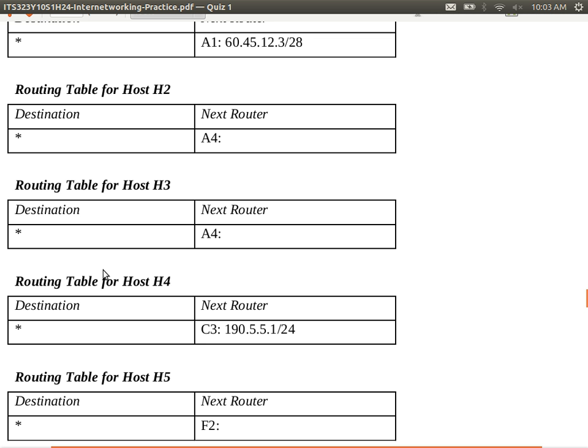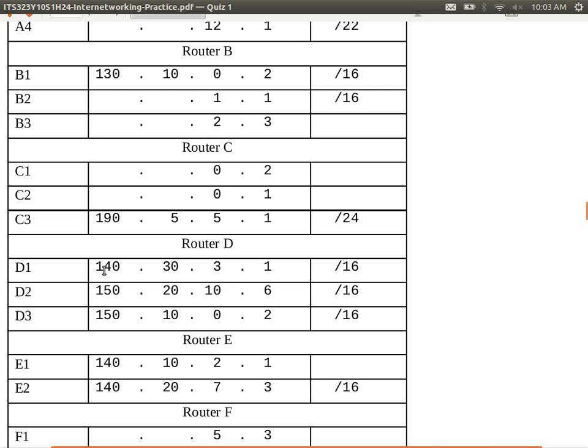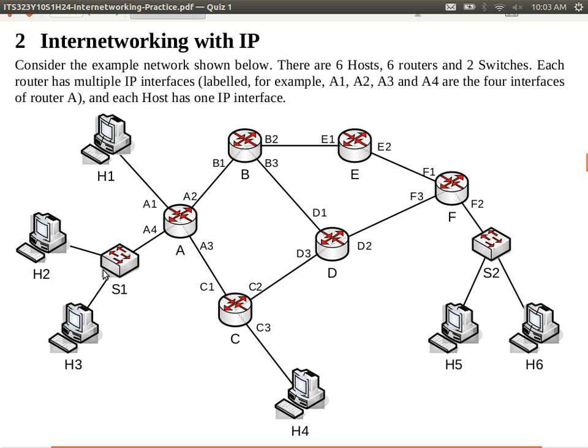Why? If we go up to our network, each of the hosts are attached to just a single subnet and a single router. So from H5 to reach anyone, they must send to F2. For H6 to send to anyone, they must send to F2. So that's why we have a very simple routing table for the hosts. We say for any destination, the star value, the next router for H5 and H6 will be send to F2. And similar for the other hosts. For H3, the next router will be A4, because there's only one choice. So therefore, it must always go to that router. If we had two routers we were attached to, then it would be more complex. But in most cases, a host is attached to just a single router or a single subnet.